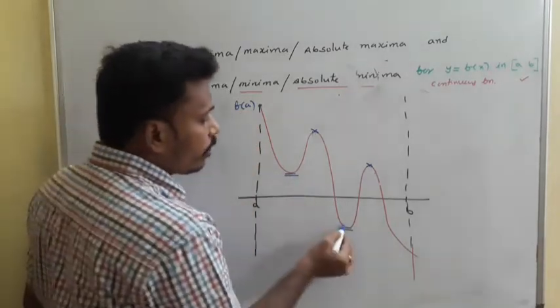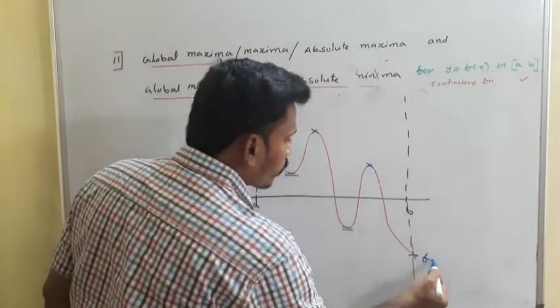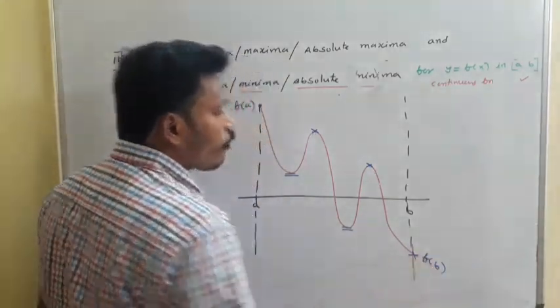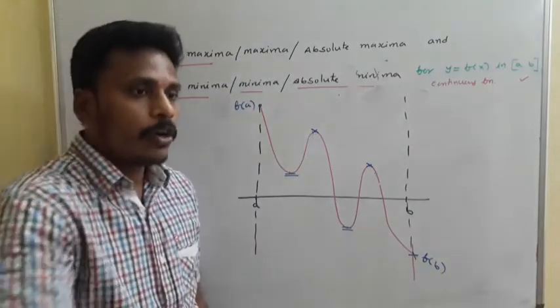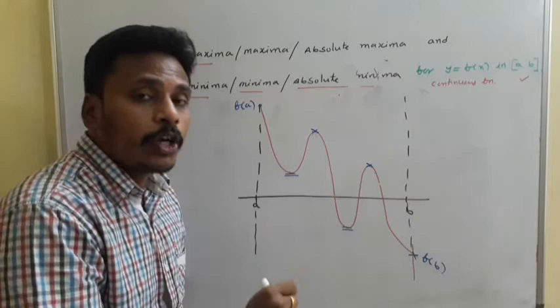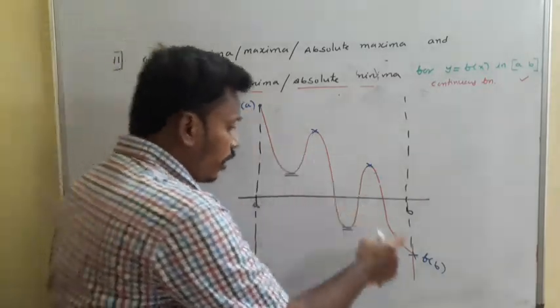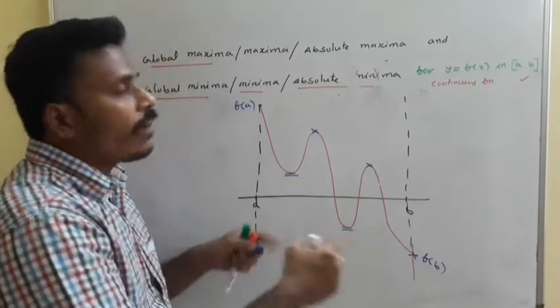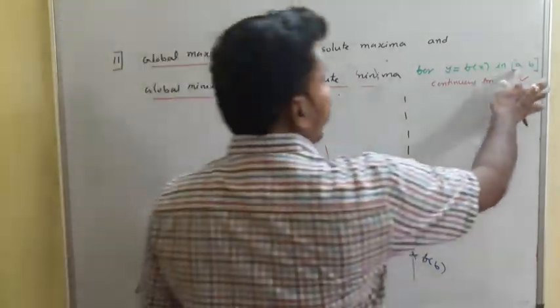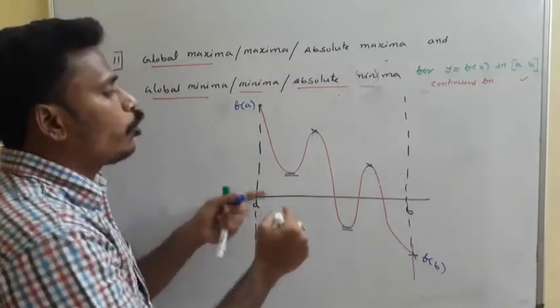And again, among these three, if you compare, this is the minimum value, so this point corresponds to f of B, so this f of B is the global minima. Okay. Sometimes to find global maxima and global minima, we need to include boundary values also. See, this A and B are the boundaries of that interval, so we need to include those functional values also.